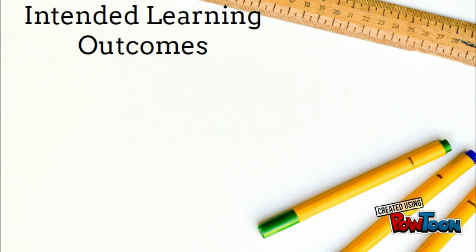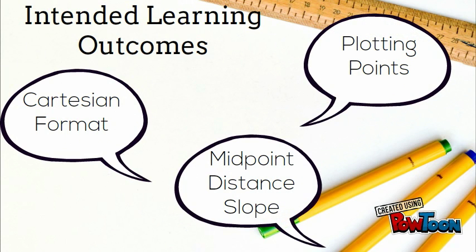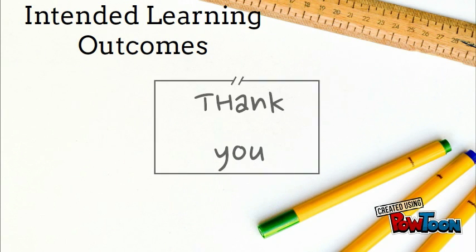Let's recap on our intended learning outcomes. We now understand Cartesian format, we can plot points on a graph using standard notation and procedure, and we can find the midpoint, distance and slope of a line segment, relating this to cross-curricular themes.